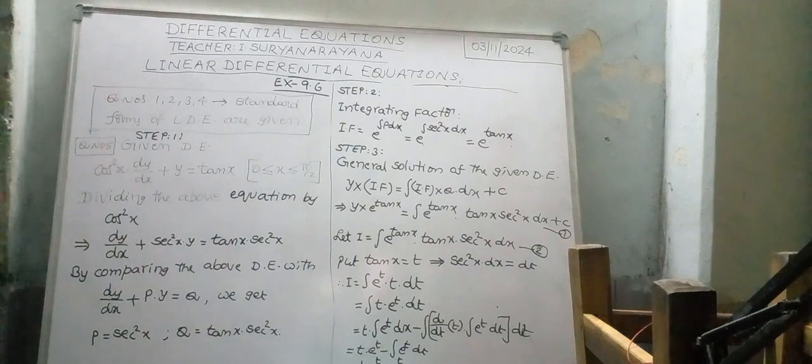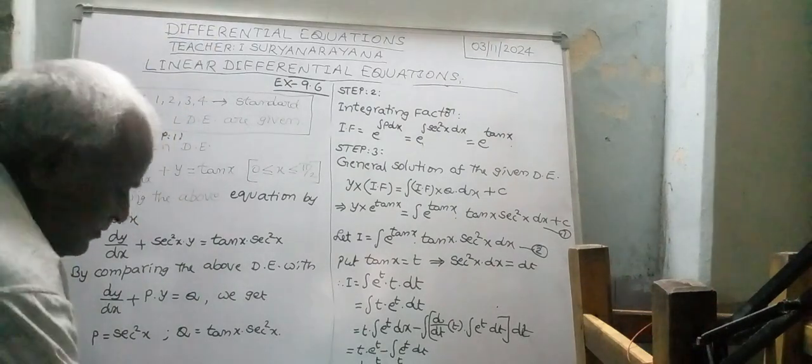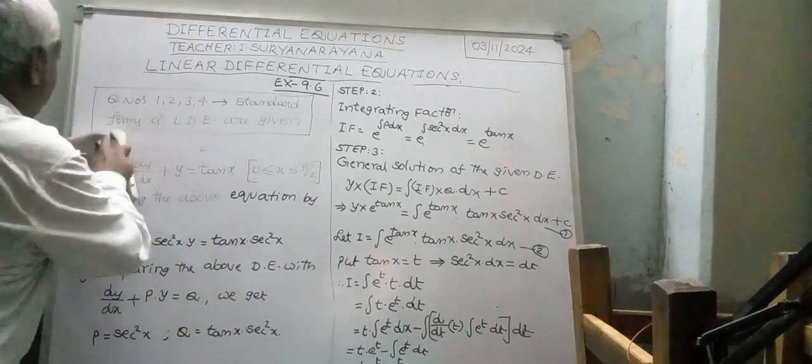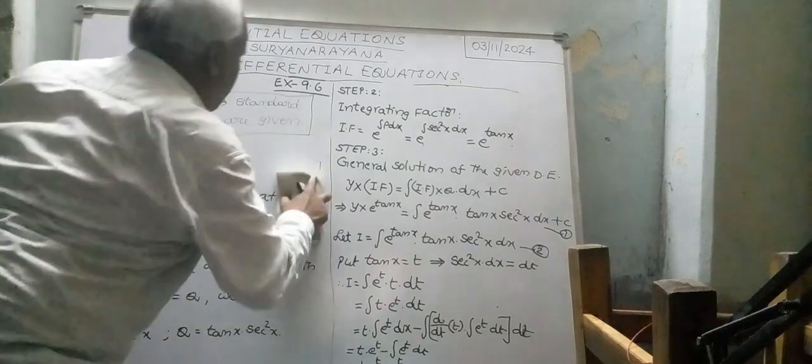Okay okay, let's think about it. Meanwhile, the questions written on the board, 5, 6, 7, 8, 9 are all the same type of questions. You try that 5, 6, 7, 8, 9.